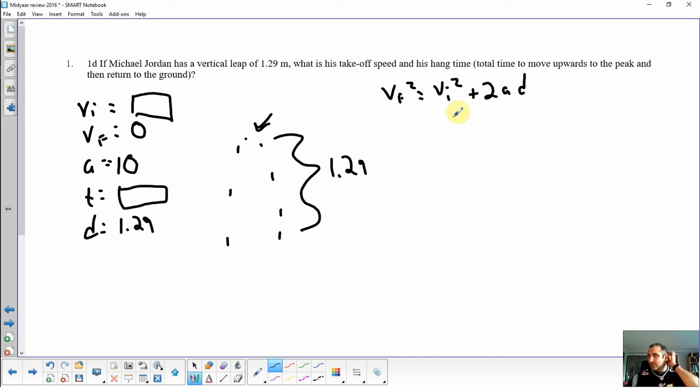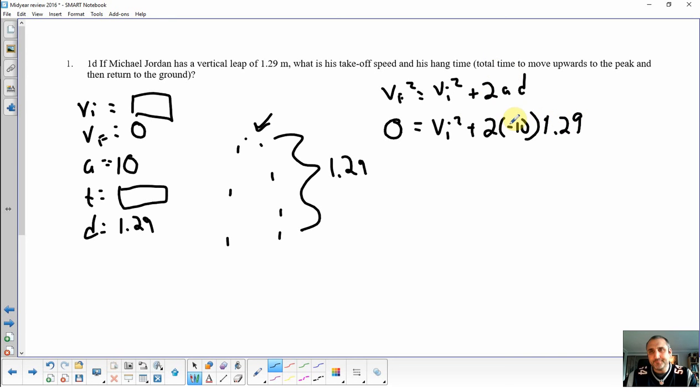For those of you in Mr. T's class, I think your equation is VF squared equals VI squared in projectile motion plus 2GD. All I do is, I look at any acceleration, including gravity, as just an acceleration. So I just substitute in an acceleration negative 10 when it's gravity, and some other acceleration when it's a car or something else. So VF squared equals VI squared plus 2AD. Plug and chug. I don't know this. Plus 2 times negative 10 times 1.29.